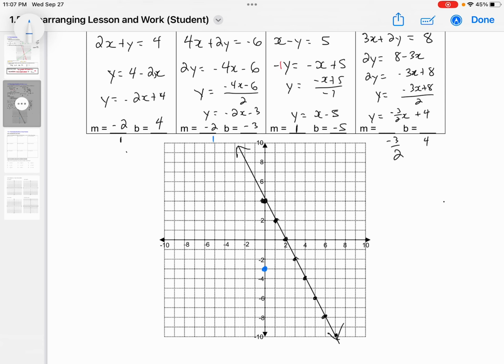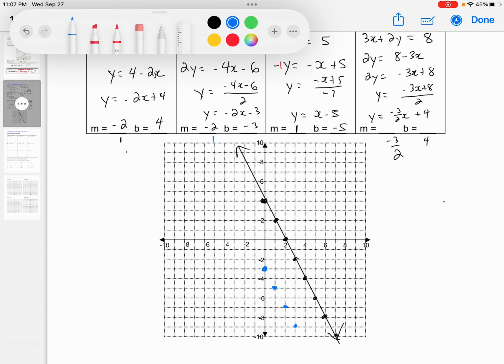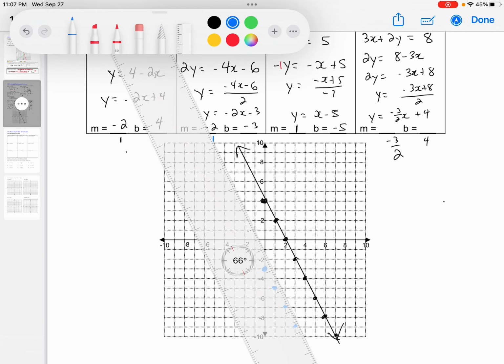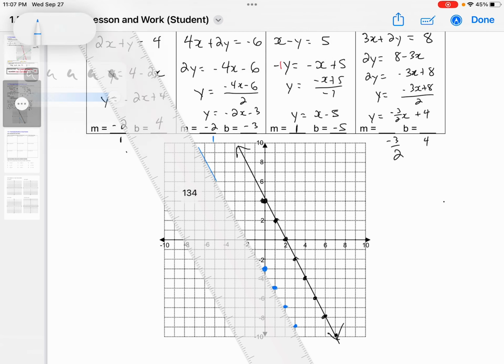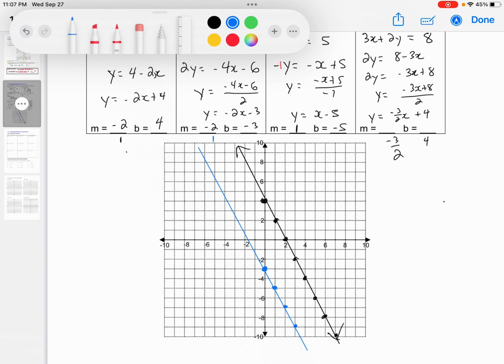So rise -2, run 1. Rise -2, run 1. Very good. And then, I get to get my fancy ruler out. Put it just there like that. Geez, I'm having fun with that.